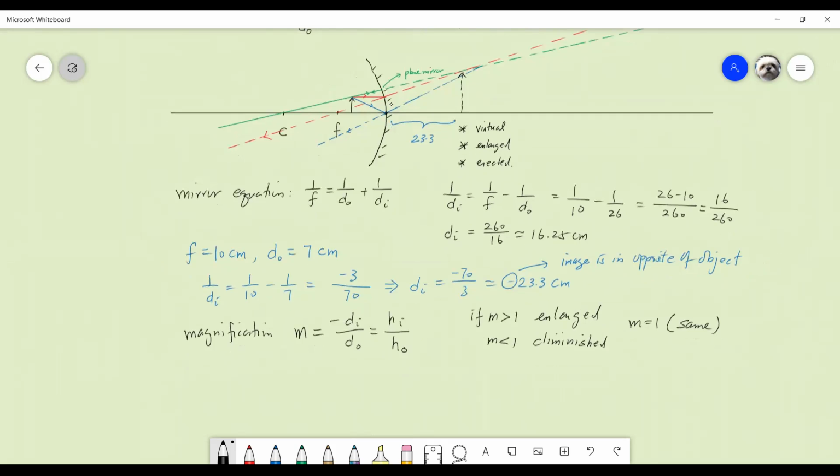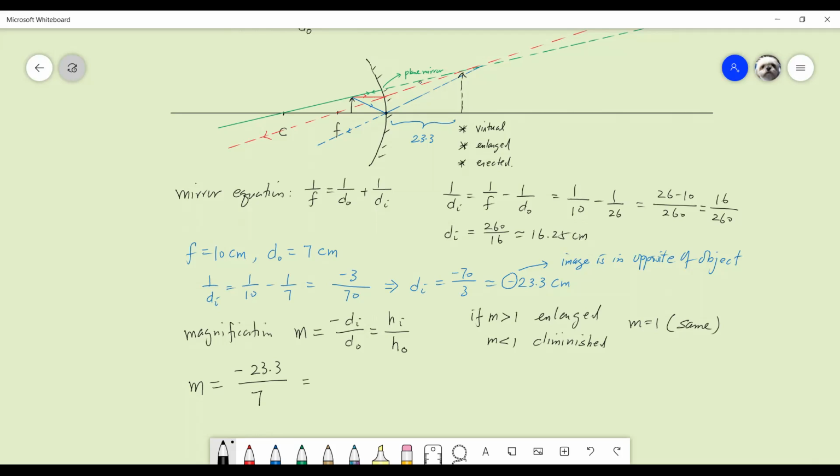You see my cursor moving? Yes. I'm going to use this as an example. Now, what is my magnification for the second case? The image distance, which is 23.3, divided by the object distance. What is the object distance? 7, right? Am I right?